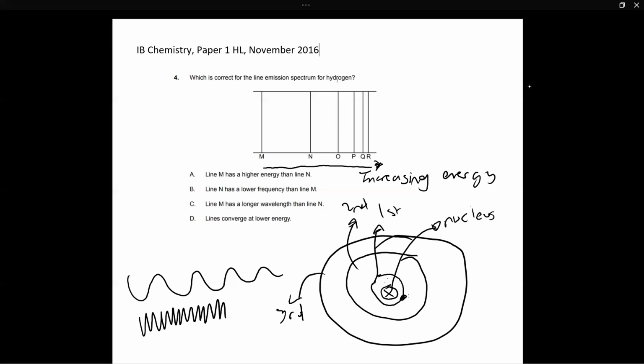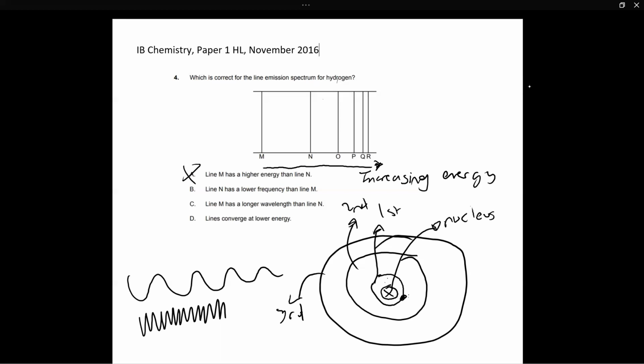That means the electron transition responsible for the emission at line N, this particular emission over here, has higher energy than this emission, because as we can see, energy increases from left to right. So N actually has a higher energy than M. That means this is automatically wrong. Let's look at option B. So line N has a lower frequency than line M.